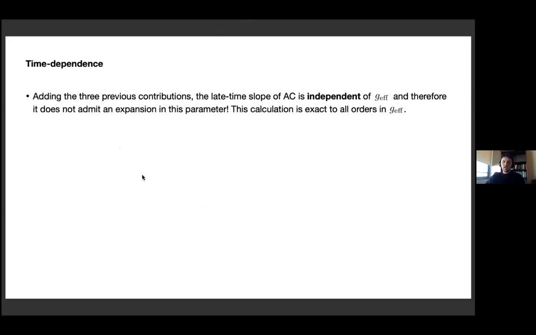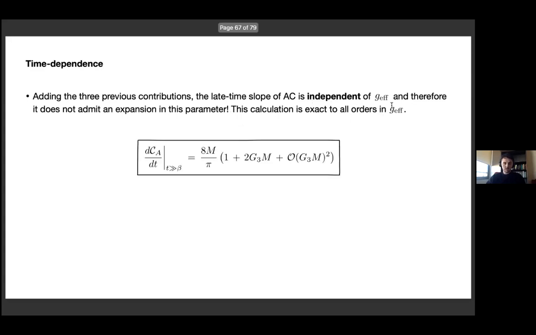So we have seen that the different terms in the action behave in a different way. In particular, the bulk and joint terms admit an expansion in the effective coupling, but the Gibbons-Hawking term doesn't. The surprising thing is that when you add the three together, the final result is a slope which is independent of the effective coupling. And therefore, the late time value of the action complexity doesn't admit an expansion in this parameter. And this calculation, contrary to what happened for volume, is exact to all orders in the effective coupling. So the precise value for the late time slope is just the value for the BTZ black hole, which is proportional to the mass, times some function that depends on the mass of the solution.